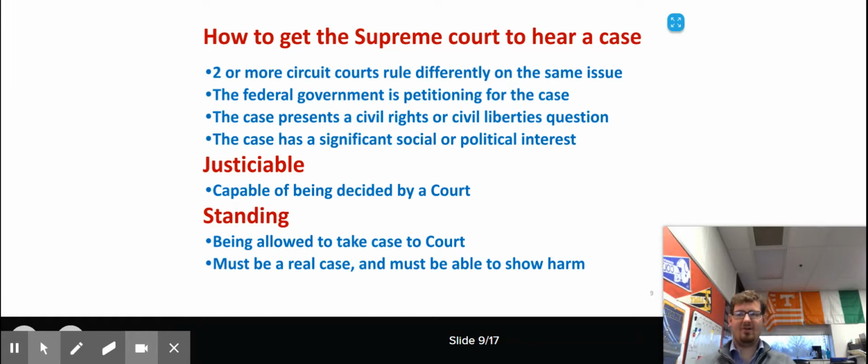Standing to sue, often referred to as just standing, is essentially the answer to whether a court case is justiciable. So if it is justiciable, then it has standing, which means the court is able to hear it.